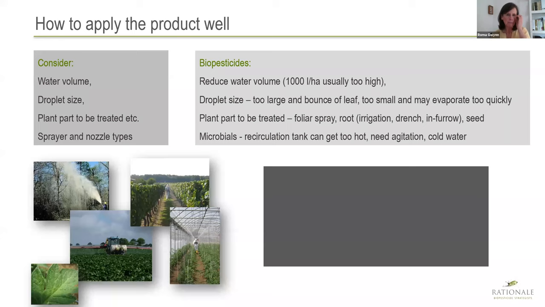And I was asked this question: design your application equipment well, whether it's for your foliar spray, a root irrigation, drench or in-furrow, or whether you're treating your seed. And something for microbials that I really noticed is to think about what kind of spray tank you're using, because one of the things I often see is people using a recirculation tank. They get really hot, and as the water volume decreases, they get hotter, and you'll potentially kill your microorganisms if you do that. So check what kind of tank you're using.